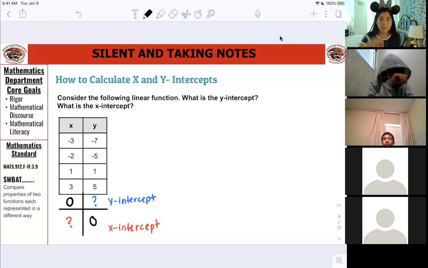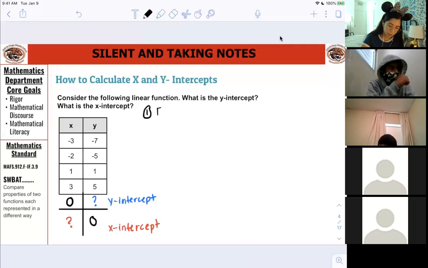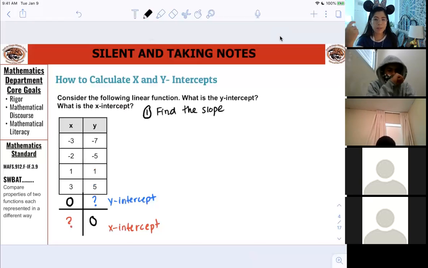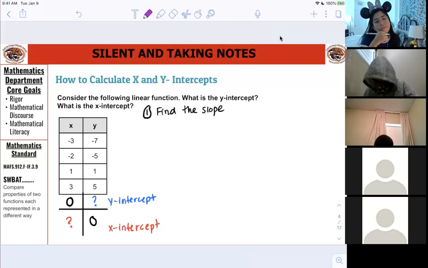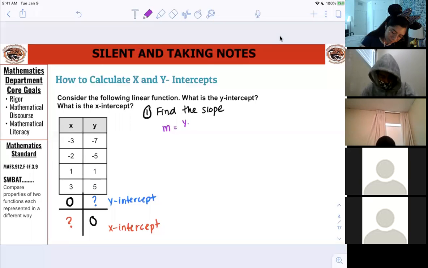So this is a 3-step process, okay? So step 1, we need to find the slope. And this is what we did in the bell ringer, okay? So when I'm finding the slope, what formula do I use? y2 minus y1 over x2 minus x1. Exactly. That should be a y, my bad. Over x2 minus x1. Okay.